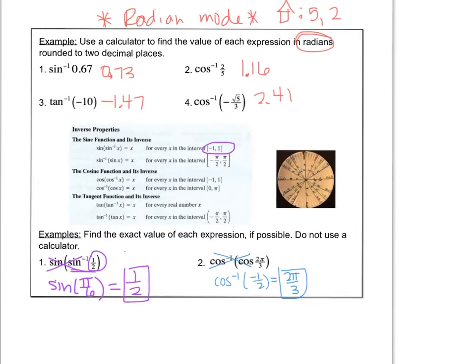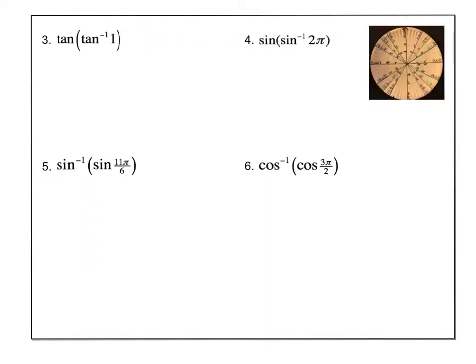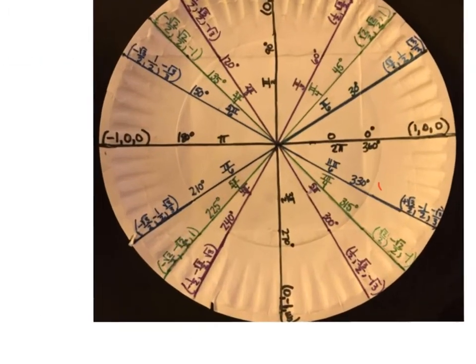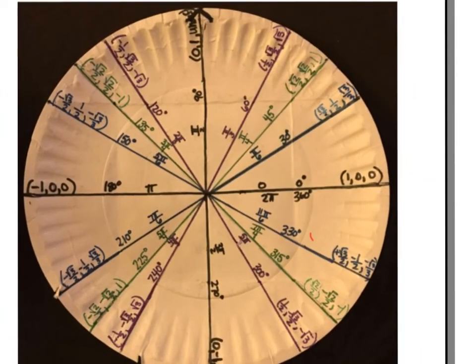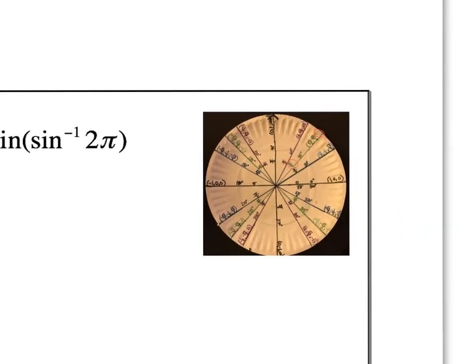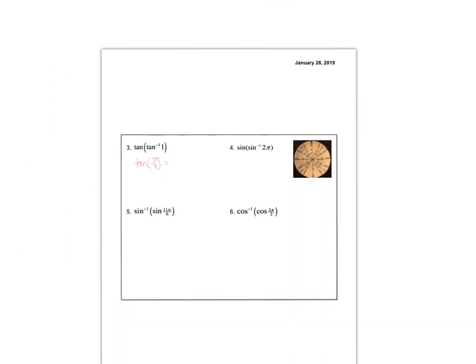Alright, let's go on to the next page. So number 3 here, we're doing tangent. And we want to know tangent inverse of tangent of 1. Where is tangent 1? So tangent, remember, is that last number. So we want to find where it's positive 1. That's here. So it's going to be at pi over 4. So then we want to take the tangent of pi over 4 and evaluate that. If you notice, that's going to take us right back to where we were. Tangent of pi over 4 is 1. So my answer is 1.